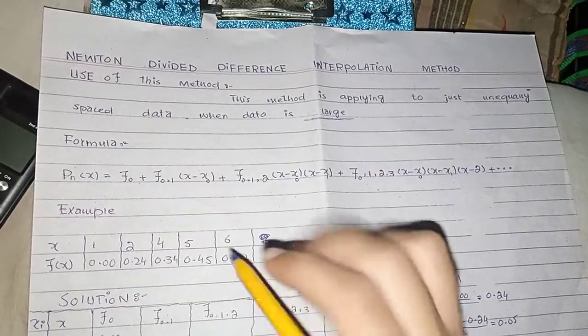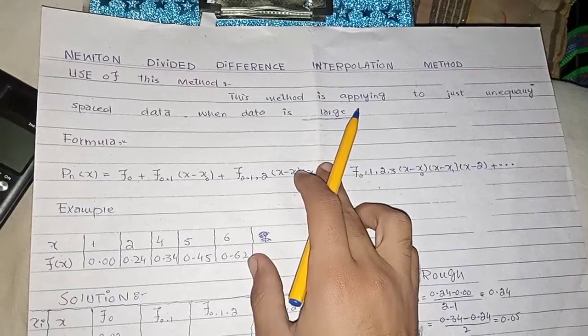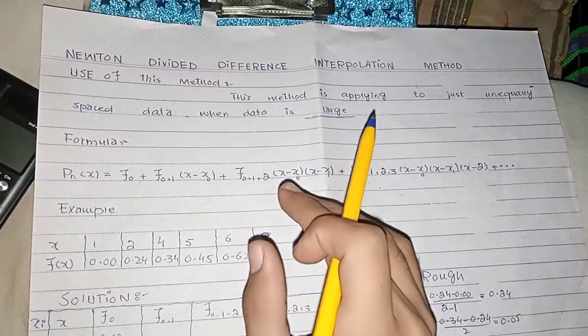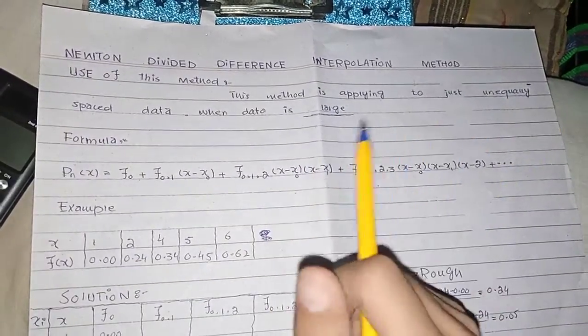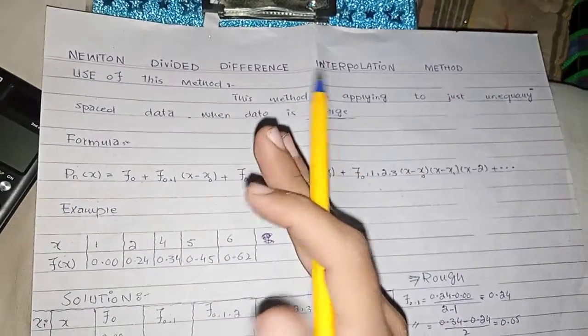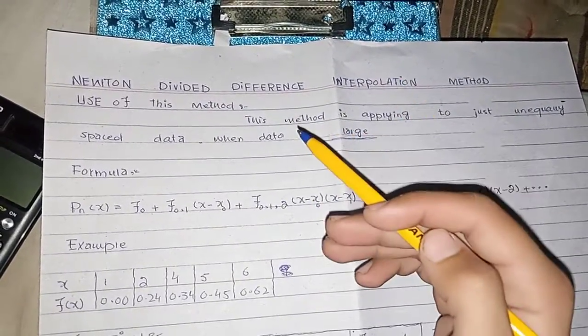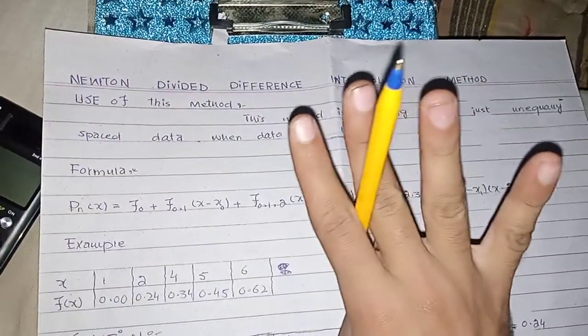One is for unequally spaced data and the other one is equally spaced data. I've already uploaded many videos on equally spaced data, but I think I've uploaded just one video on unequally spaced data, Lagrange. Let me talk about all the methods for unequally spaced data. How many methods are there for unequally spaced data? There are just four methods.